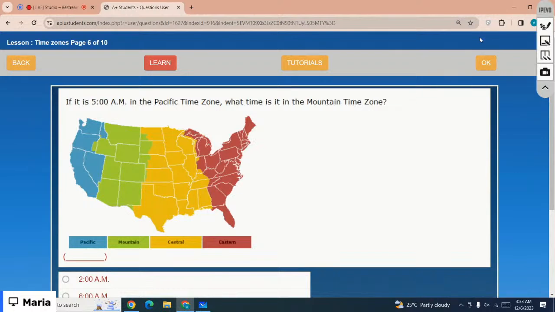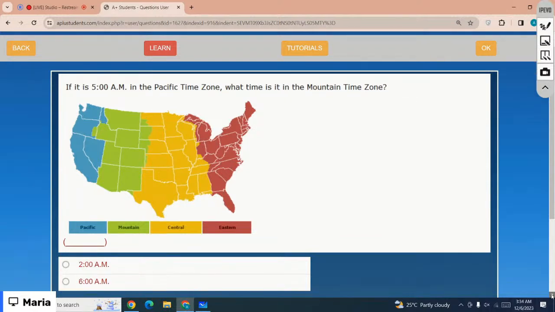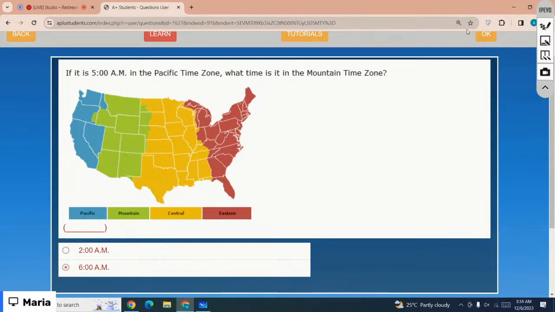Okay, if it is 5 a.m. in the Pacific time zone, what time is it in the mountain time zone? Which is the correct option? It is 5 in the Pacific. You need to convert it to mountain. Mountain is on the right hand side of Pacific. You need to add 1, so that would be 5 plus 1 equals 6. So the correct option is 6 a.m.